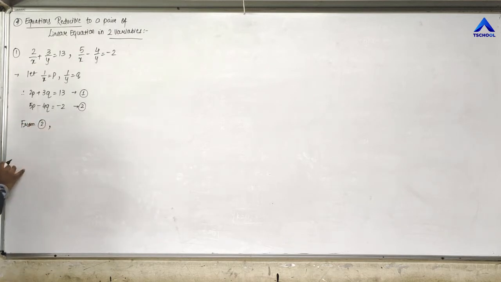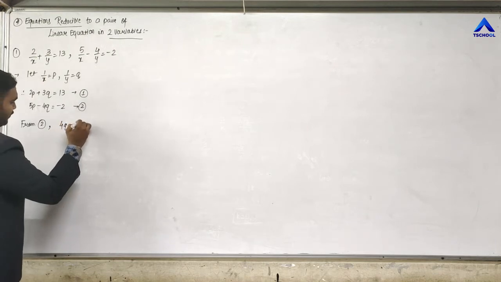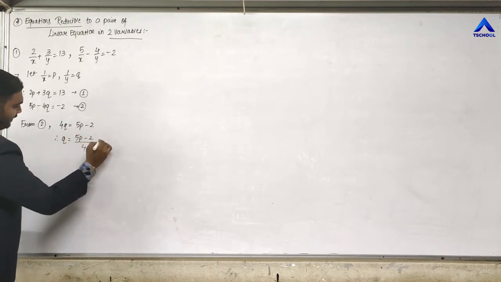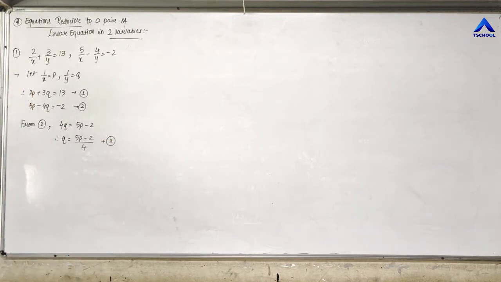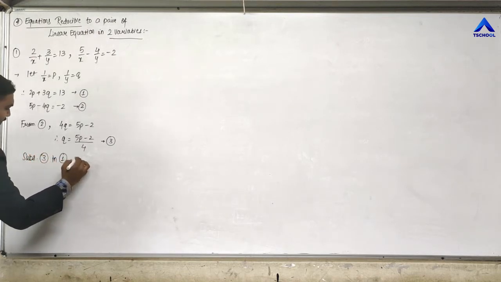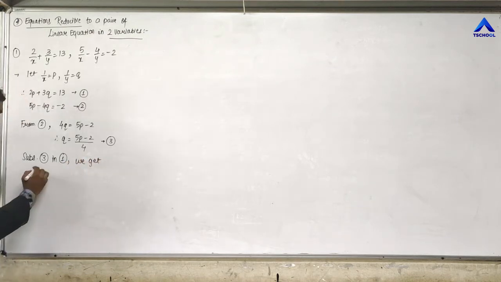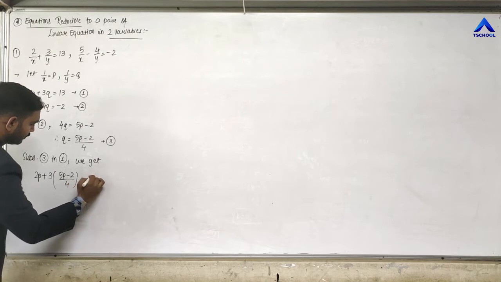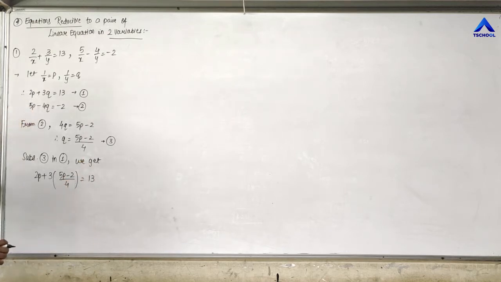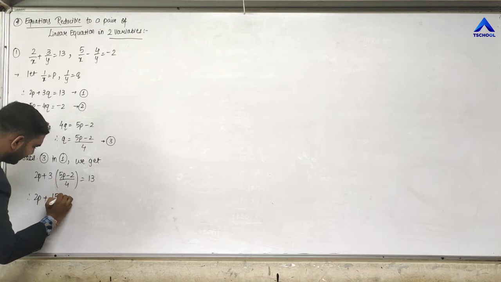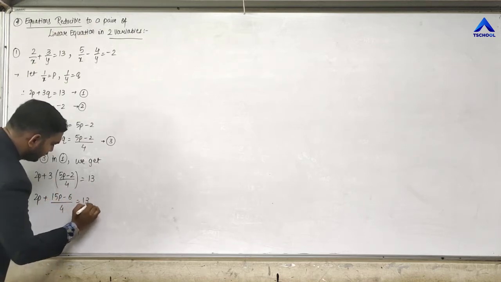So from equation 2, I shall get 4q is equal to 5p minus 2, and hence q is equal to 5p minus 2 upon 4. This is number 3. Right, now substitute 3 in 1. We get 2p plus 3 into (5p minus 2) upon 4, right? We shall get this. Therefore 2p plus, multiplying inside, 15p minus 6 upon 4 is equal to 13.